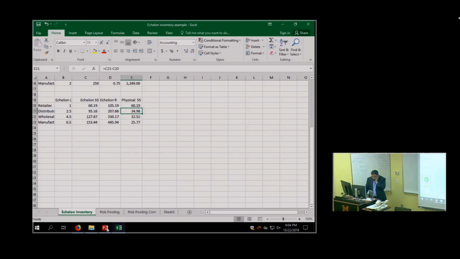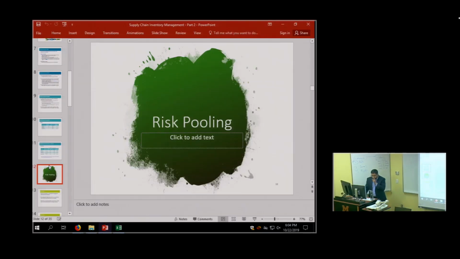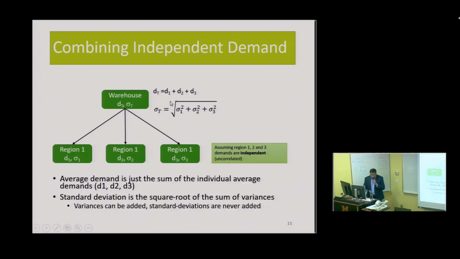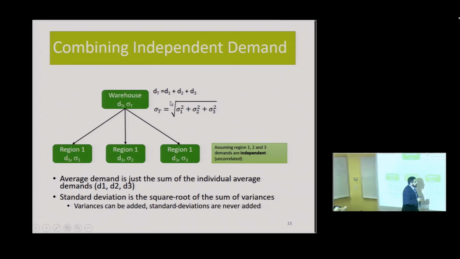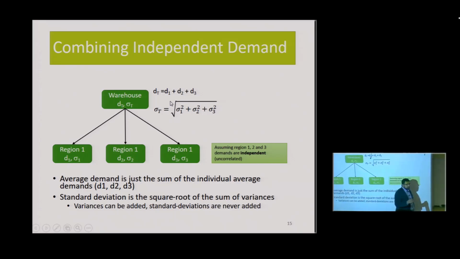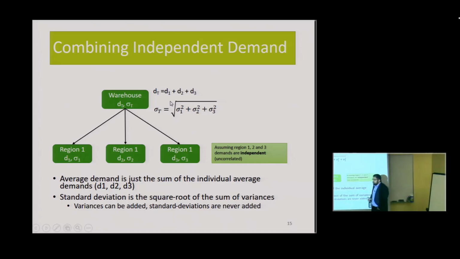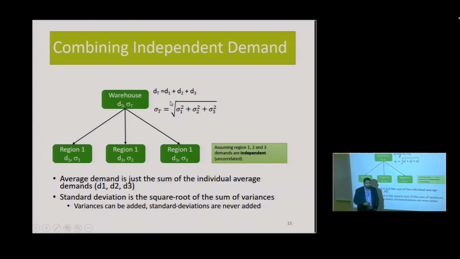Okay, let's go to the next part, which is risk pooling. So let me show you what the main idea of risk pooling is. Okay. Risk pooling is the idea that if you have demand across different regions or different product categories, the sum of the demand is going to have less variability than the sum of the variabilities in the individual components.